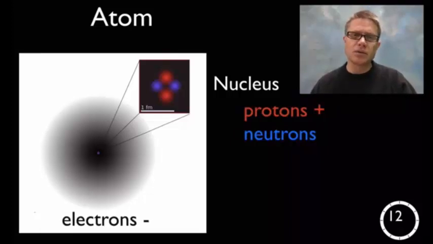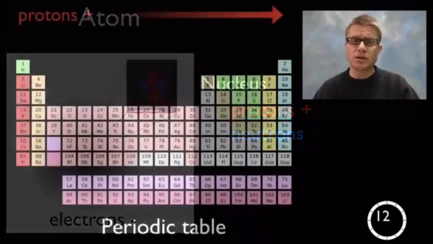What goes around the nucleus, what's the rest of the atom? It's mostly made of electrons. It's these clouds of probability where the electrons may or may not exist, and those are going to be negative in charge. And so those are the three parts of an atom.